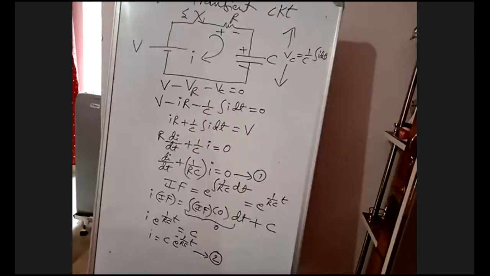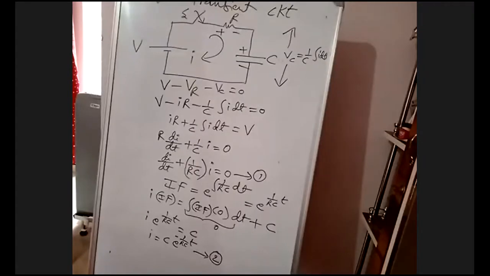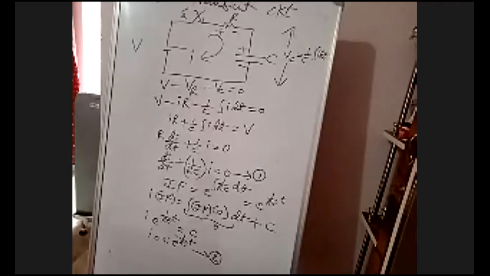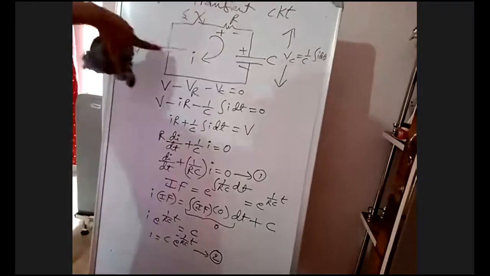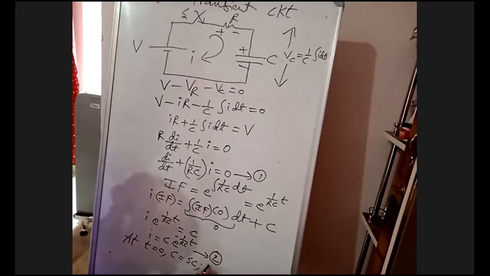Now I have to determine the constant C. How will we determine constant C? At t equals 0, apply the initial condition. At t equal to 0, capacitor will act as short circuit. If capacitor is short circuited here, I is equal to V by R. Substitute this initial condition in the above equation.